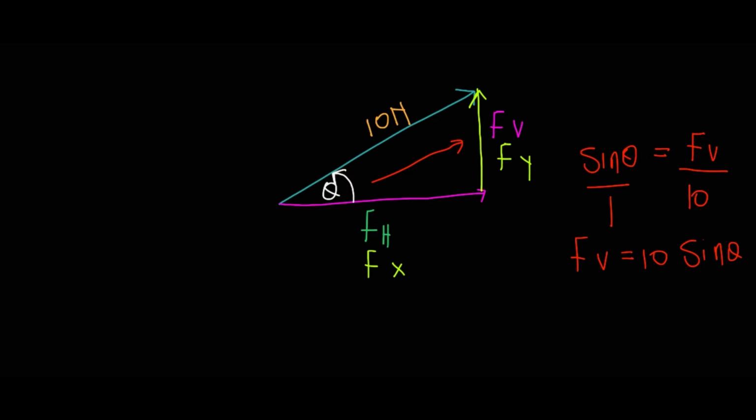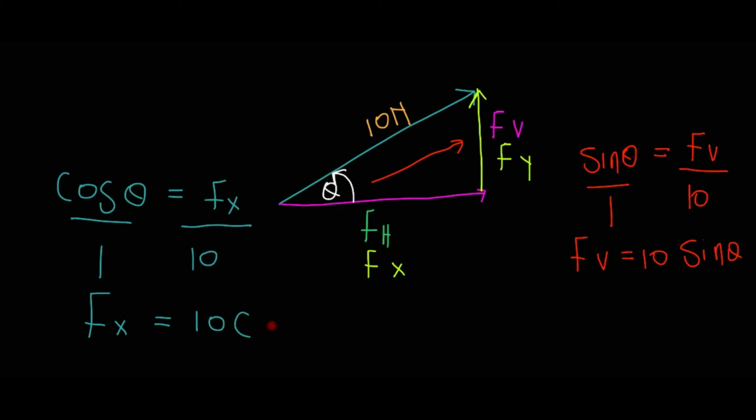And then if you want to calculate this one, you can use cos theta, because cos theta is equal to adjacent over hypotenuse, and this is the hypotenuse, and from there make Fx the subject of the formula. So this is how we calculate the components.